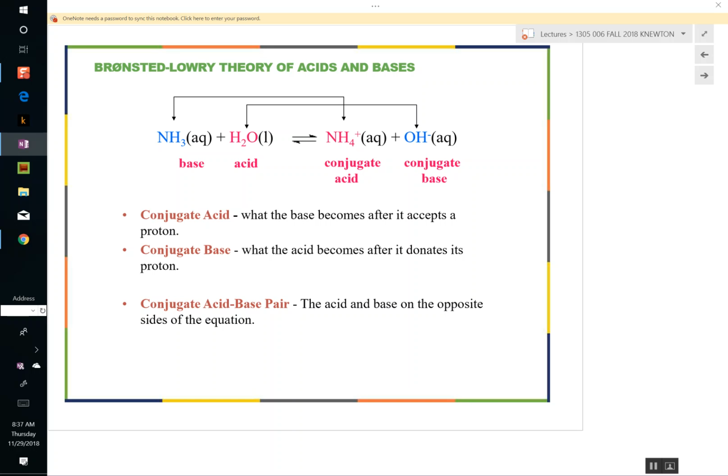You add vinegar to this solution. If you add vinegar to this solution, which is an acid, and it's going to donate protons, what's going to accept them? That is. And it's going to shift the equilibrium in this direction.